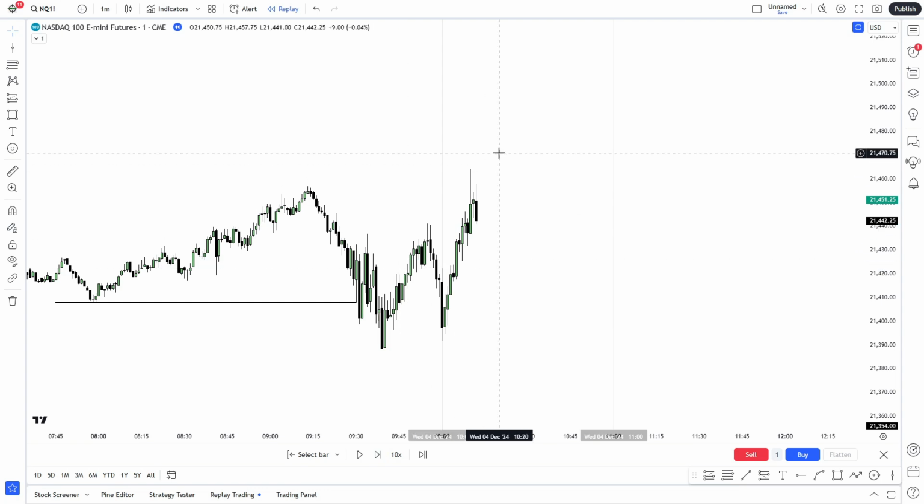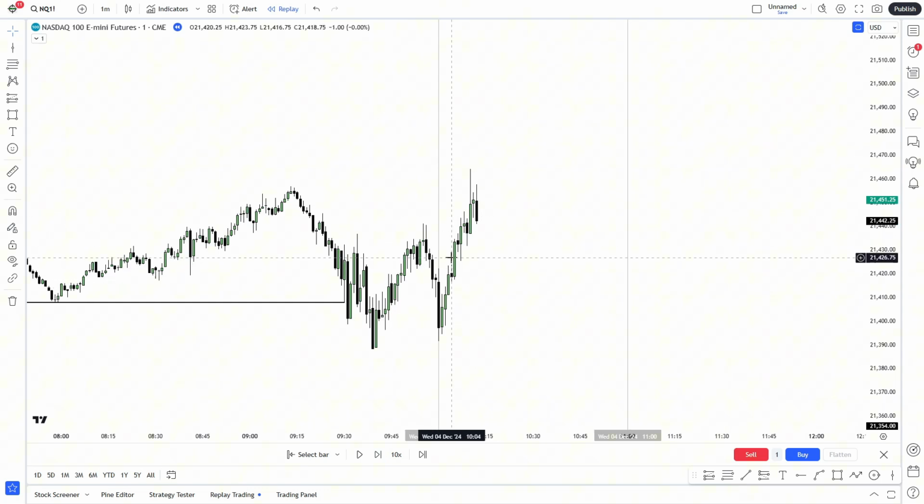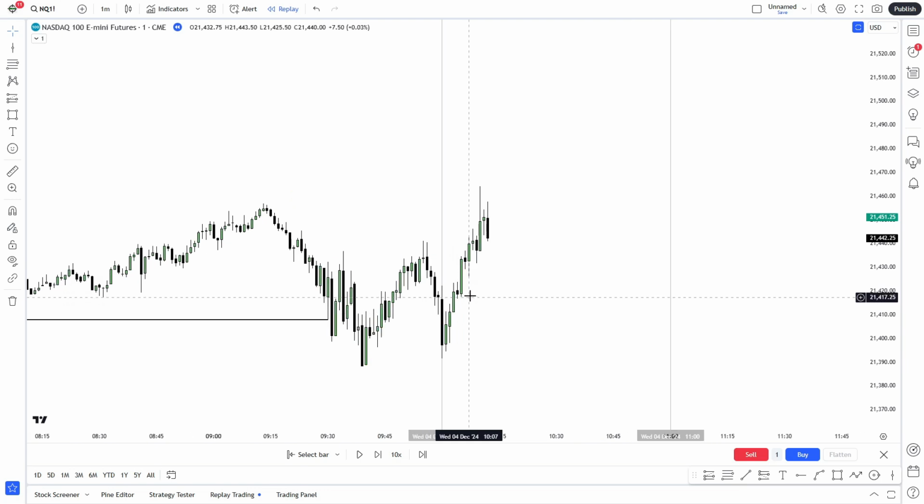Okay, we get that right there, some displacement right here, and this would have been your silver bullet trade. So you can clearly see we had displacement to the upside, and we get the fair value gap, so that could have been a trade entry right there.